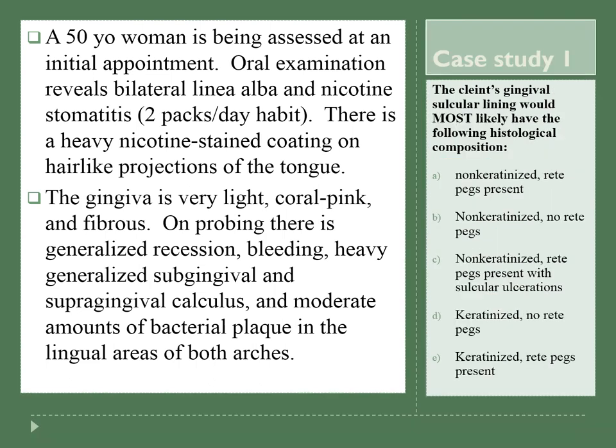The next one, I think, is a little bit more straightforward. The sulcular lining would most likely have the following composition. Is it going to be keratinized or non-keratinized? That's the first thing that we can decide. And will it have rete pegs or not? So it's sulcular. And in this lecture, we said the sulcular epithelium typically did not have rete pegs. So let's go ahead and scratch those out. And then we just have to decide, is it keratinized or non-keratinized? And here it gets a little tricky, because I believe on that slide I said it would be non-keratinized or partially keratinized. But given that option, I believe non-keratinized here is going to be our best option.